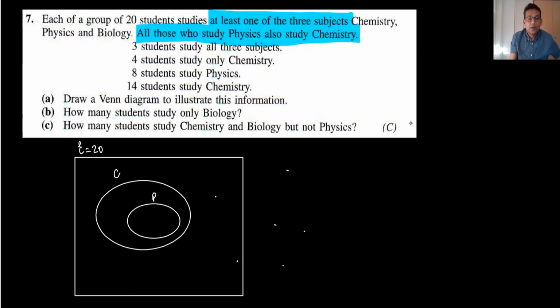This one. Okay. And at least means we have to draw one more circle with this. Like I told you, because at least means this part is at least everybody is using. Okay. Good question.